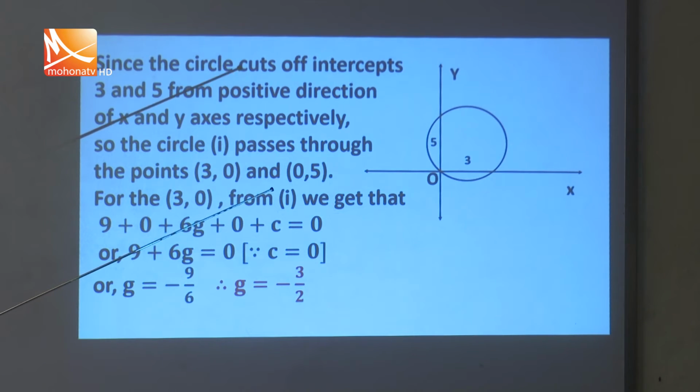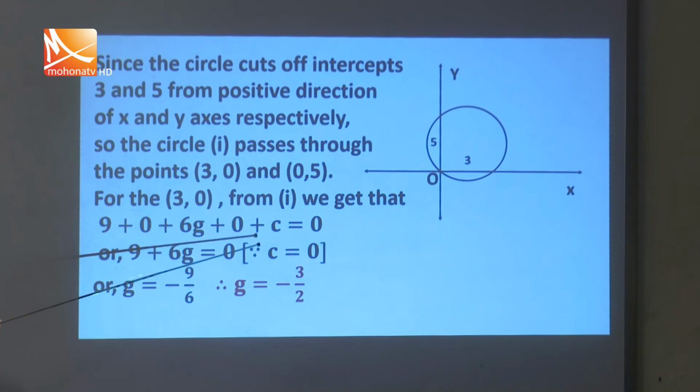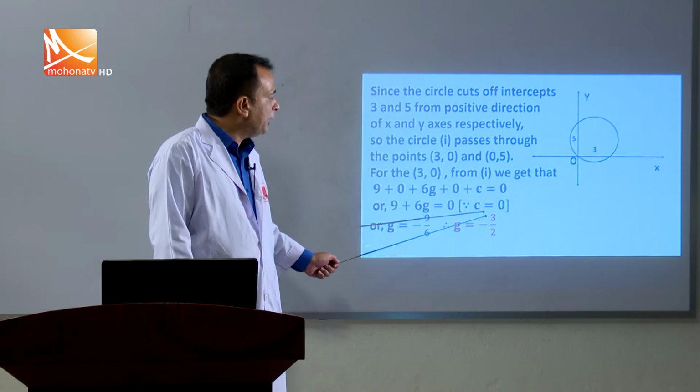Now we are putting x equals 3 and y equals 0. Then x square means 9, y square is 0, plus 2gx means 2 into g into x, where x is 3, that is 6g, plus 0 plus c is equal to 0. As before we have determined c equals 0, then it will be 9 plus 6g equals 0, or g equals minus 9 by 6. If we express it in the lowest form, then the value of g is minus 3 by 2.